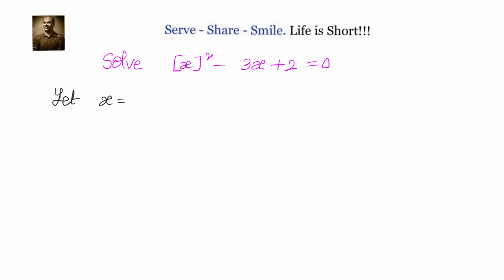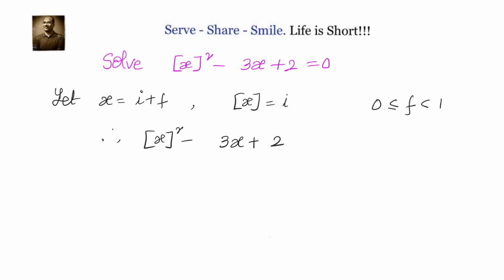Now to solve this problem, let us say that our x has an integer part and also a fractional part. So x equals I plus f. Then what is step of x? We know that step of x will return only the integer part, so that is equal to I. Now the given equation, step of x whole squared minus 3x plus 2 equals 0, becomes I squared minus 3 into (I plus f) plus 2 equals 0.